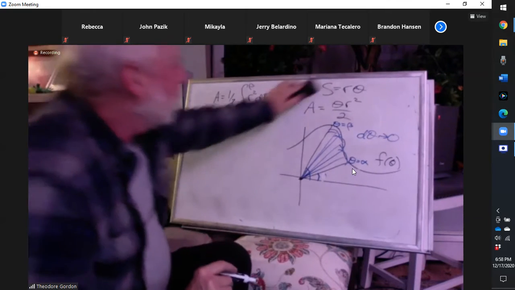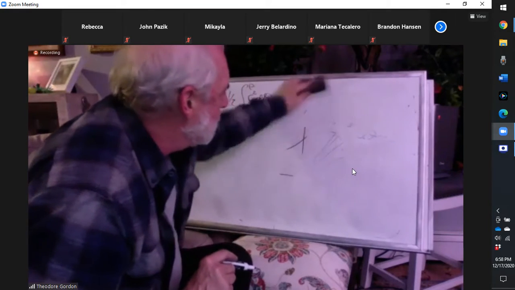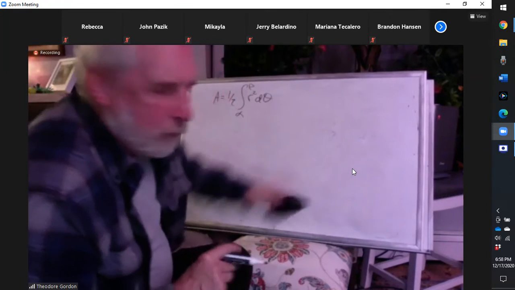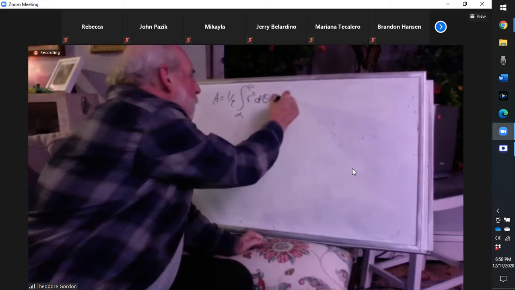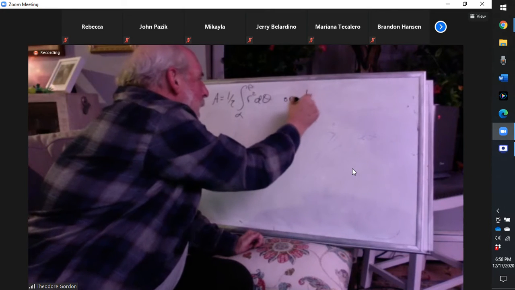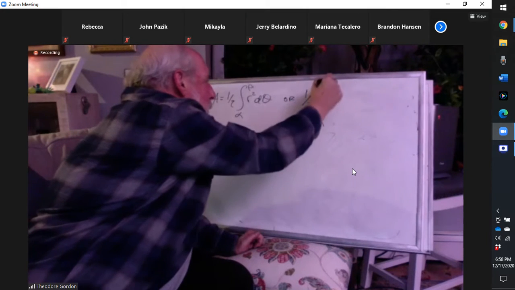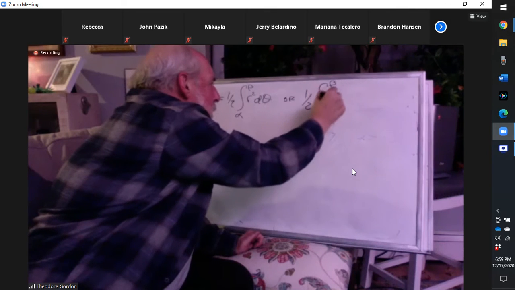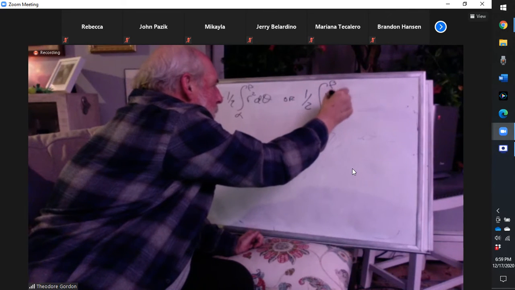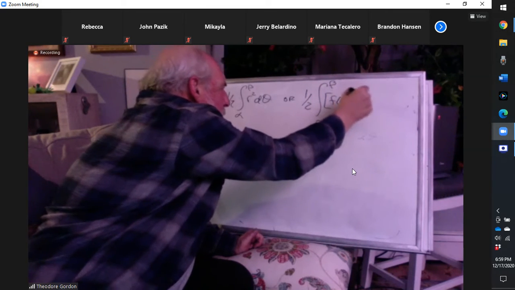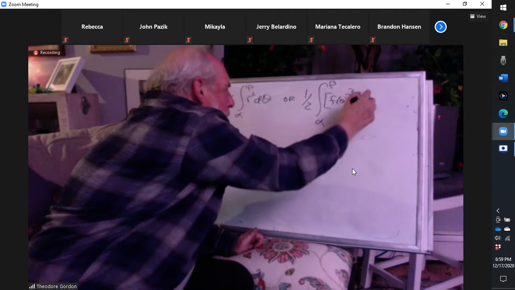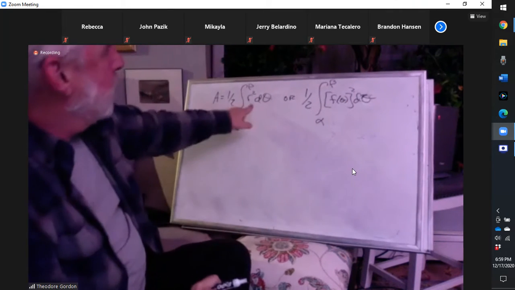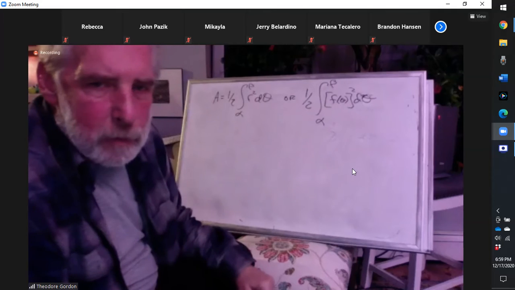And the other alternate to this is just a change in notation. It's 1/2 from alpha to beta of f of theta squared d theta. So the only difference here is r or f of theta, but they're all the same.